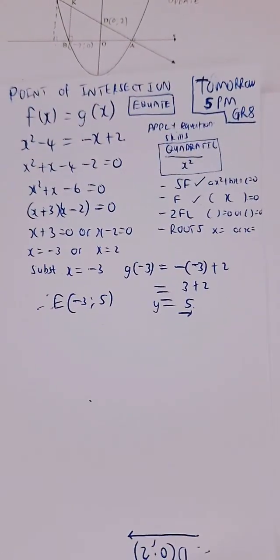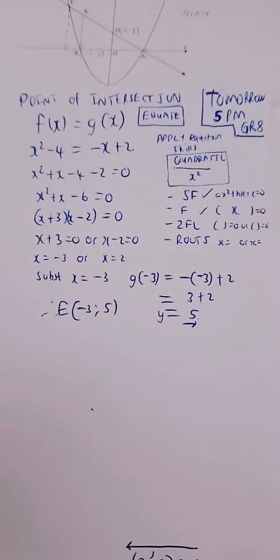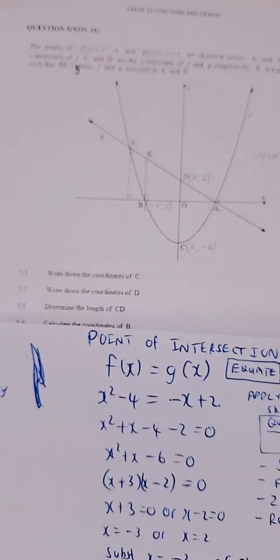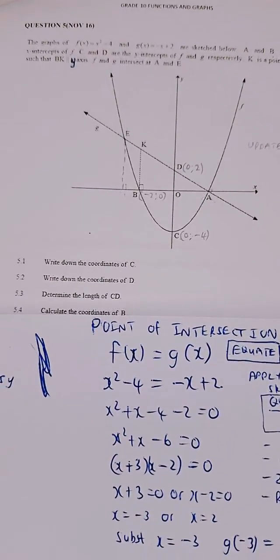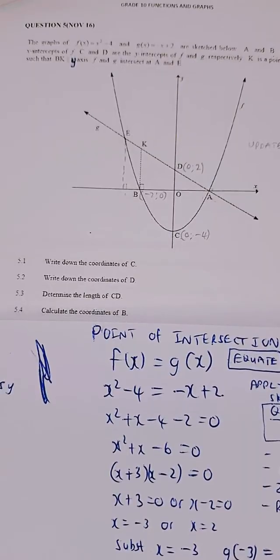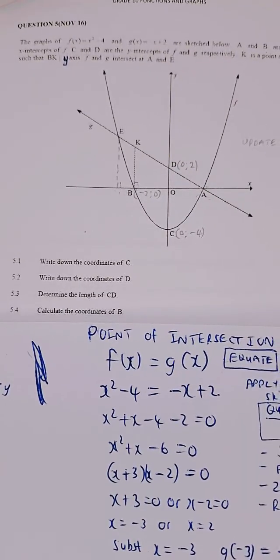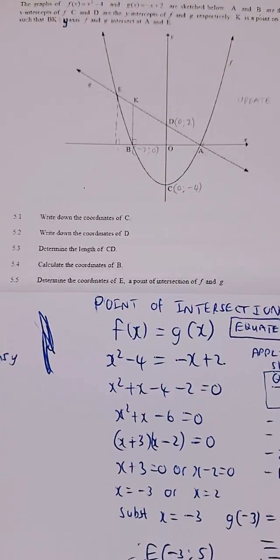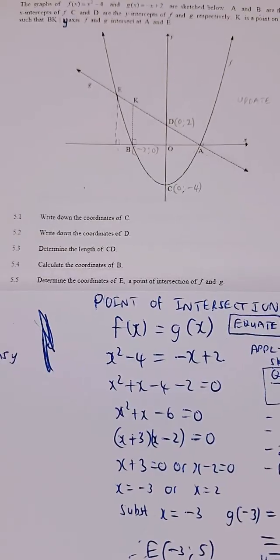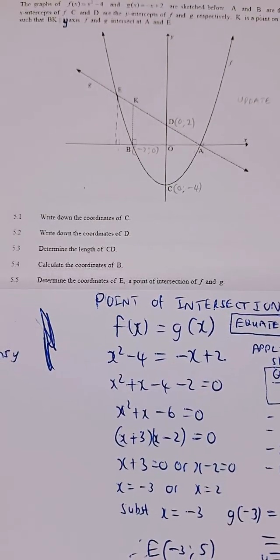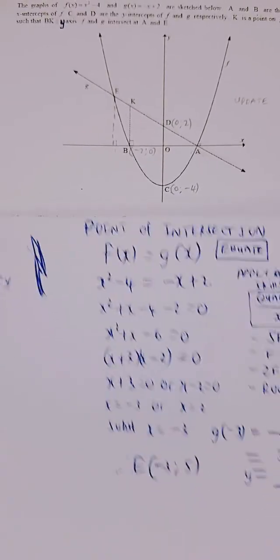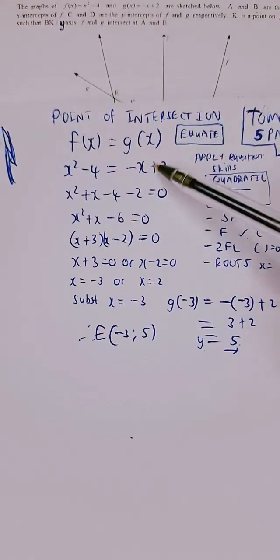We are busy at the moment with functions grade 10, so we are answering this question. We've answered 5.1, writing down the coordinates of C. We've answered 5.2, write down the coordinates of D. We've answered 5.3, determine the length of CD. 5.4, calculate the coordinates of B. We have just now completed 5.5, determine the coordinates of E, a point of intersection of f and g.